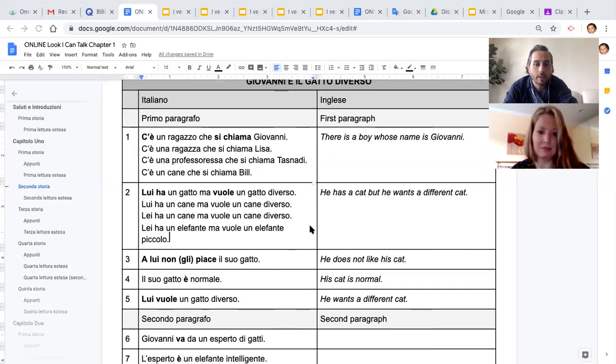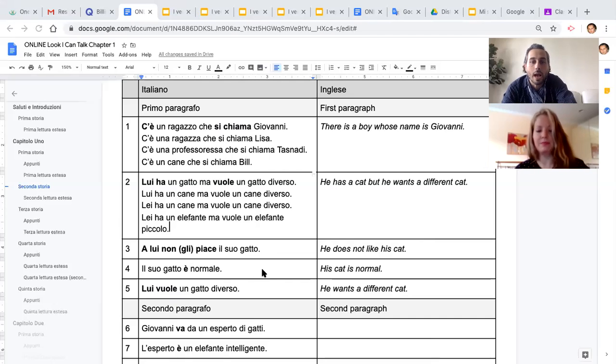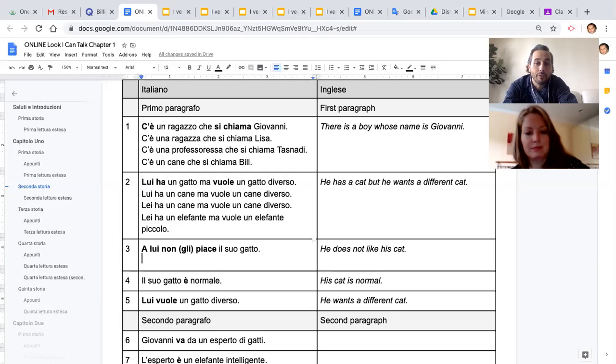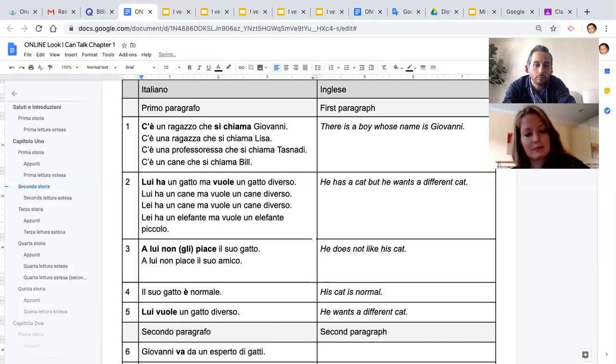Very well. Let's look at phrase 3. A lui non piace il suo gatto. What if he doesn't like his friend? A lui non piace il suo amico. Okay. What if she doesn't like her friend? A lei non piace, because non piace is both a lei, a lui, il suo amico.